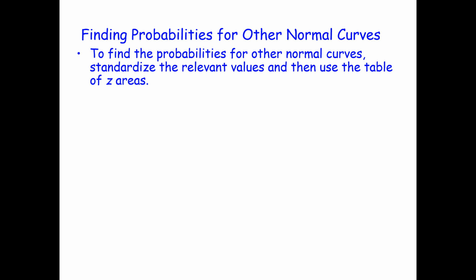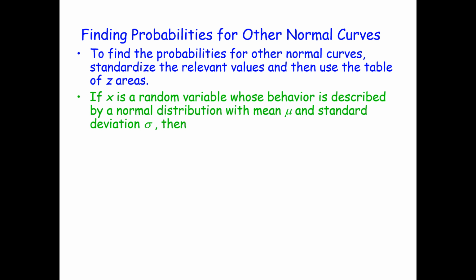Let's talk about finding the probabilities of other normal curves. So to find the probability of other normal curves, standardize the relevant values and then use the table of z areas.